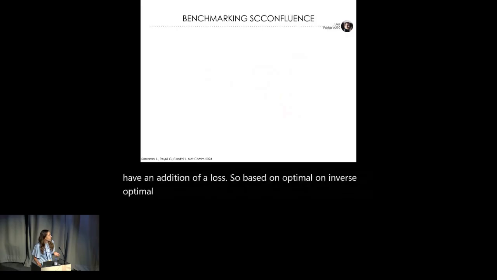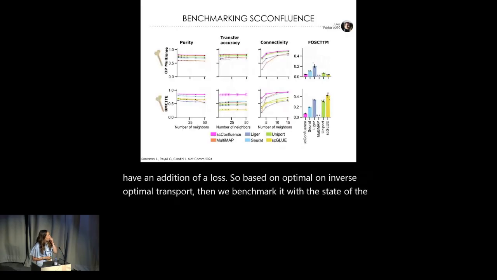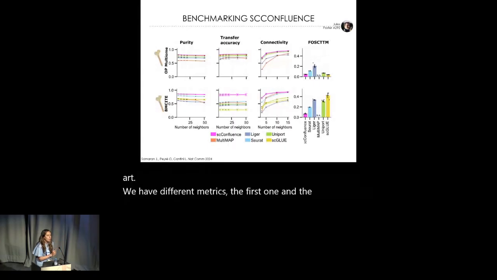Then we benchmark it with the state of the art. We have different metrics. The first one and the third one will measure to which extent we are preserving cell types.